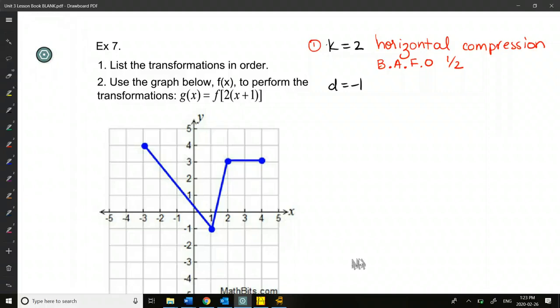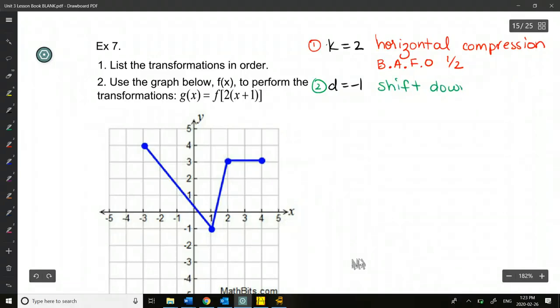Okay, and then the D value of -1 will be our second transformation. Charlie? Okay. Yeah, we don't have to say both. So shift down 1 unit. Perfect. Oh yeah, actually that's true. Good catch. Shift left 1 unit. The D value shifts left and right. I didn't catch it either, so.